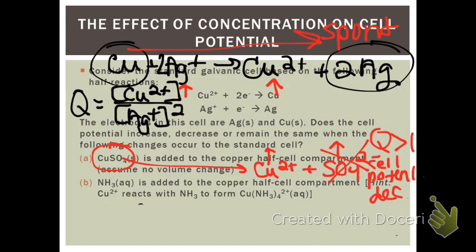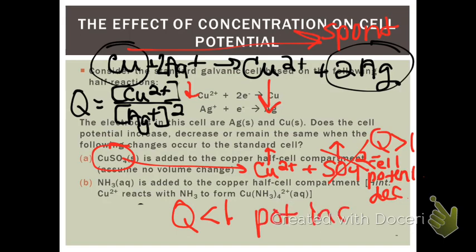The next one, ammonia is added to the copper half cell compartment. Hint, the copper is going to react with the ammonia. So if the copper is reacting with the ammonia, the copper isn't going up, the copper is going down. So if the copper is going down in the Q, then the Q is going to be less than 1, and so my potential is going to increase. And I could get the same answer by doing Le Chatelier. If this goes down on the right, then Le Chatelier says that the reaction will shift to the right to try to replenish, and my spontaneousness will increase because I'm going with spontaneity.